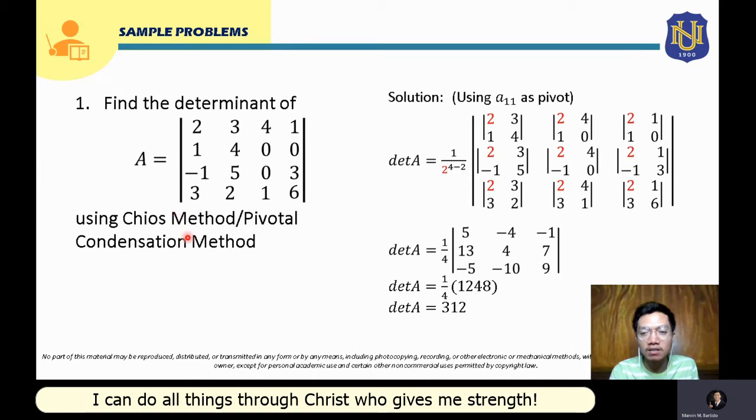So again, we use Chio's method here. From this 4 by 4 matrix, it was reduced to this 3 by 3 matrix. Since this is already a 3 by 3 matrix, we can apply the basket method here to solve for its determinant. After we solve for its determinant, we just multiply here. So this will now be the answer for the determinant of this matrix A, which is 312.